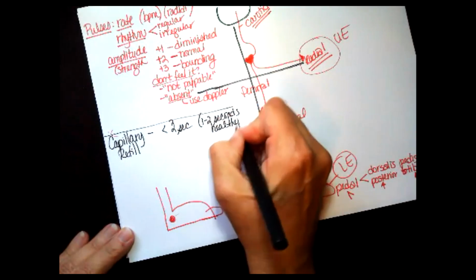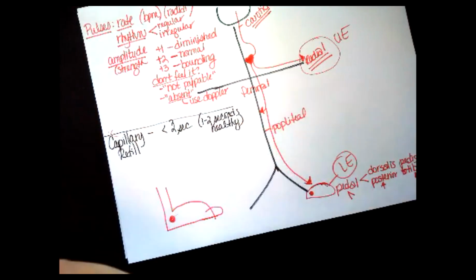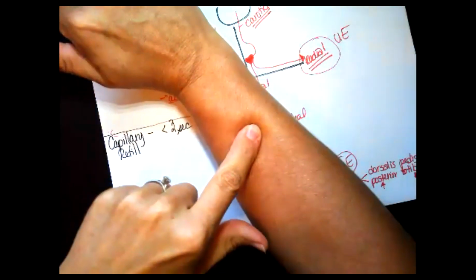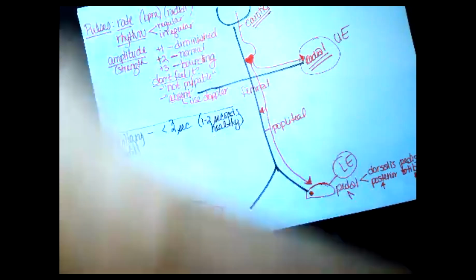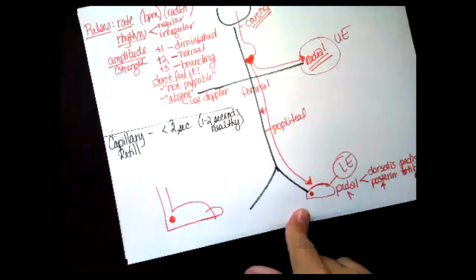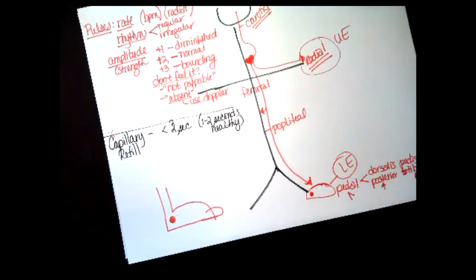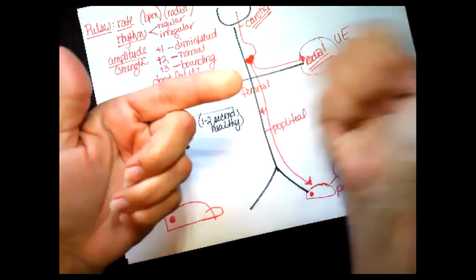We can check that anywhere. If I'm worried about frostbite on my nose, I can push and make the blood go out and see how fast it comes back in. Or my arm, I can see if there's good perfusion to my arm. We also check the toes for the same thing, to make sure that there's good refill when we squeeze the blood out. And the healthy finding is 1 to 2 seconds. Questions on that?